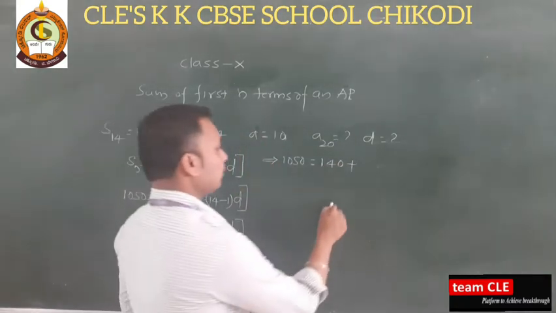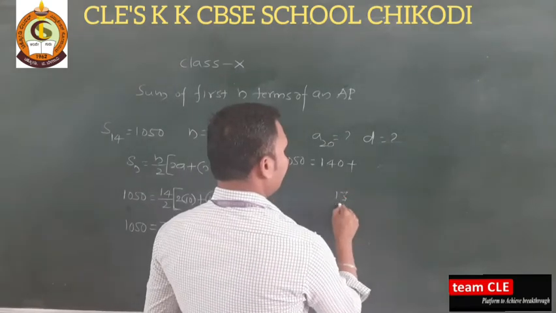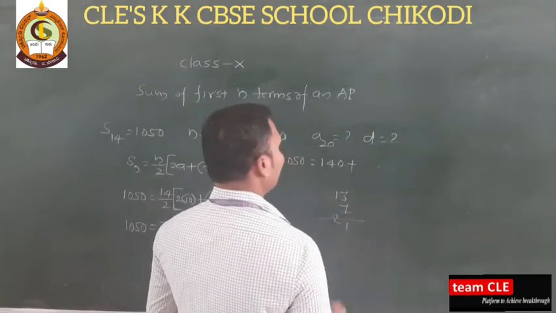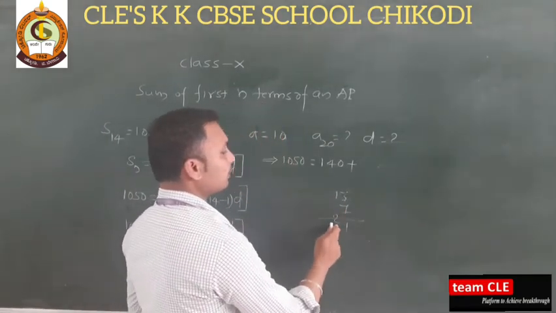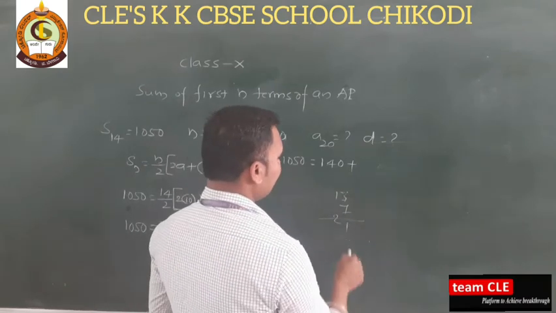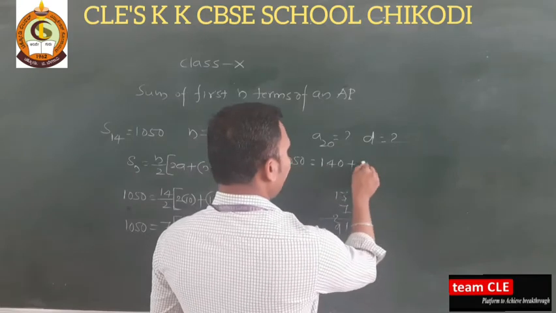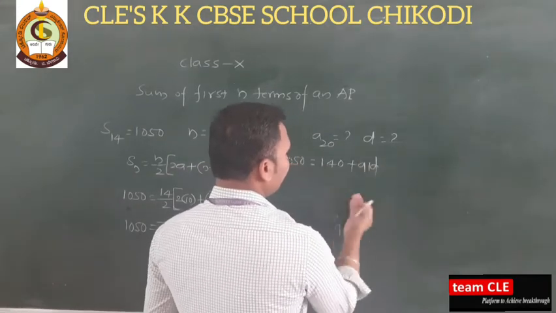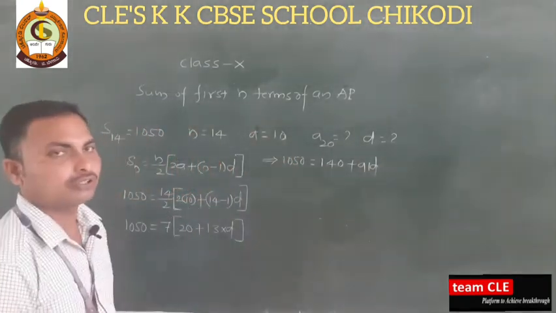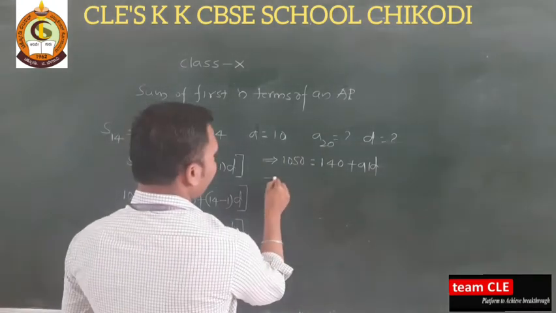13 into 7: 7 3s are 21, so 7 1s are 7 and 2, it will get 9. 91 we will get. This is 91 into D we will get. Okay. Now once you got 91D, next what do you need to do?